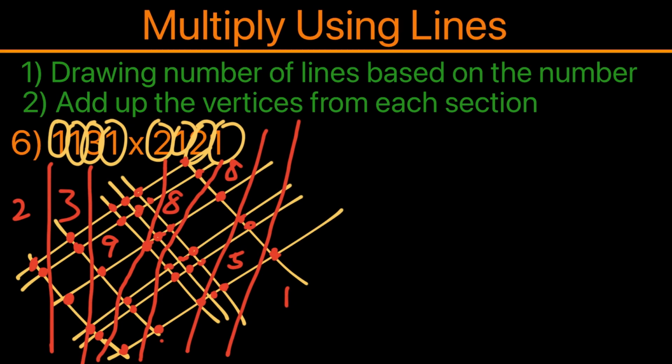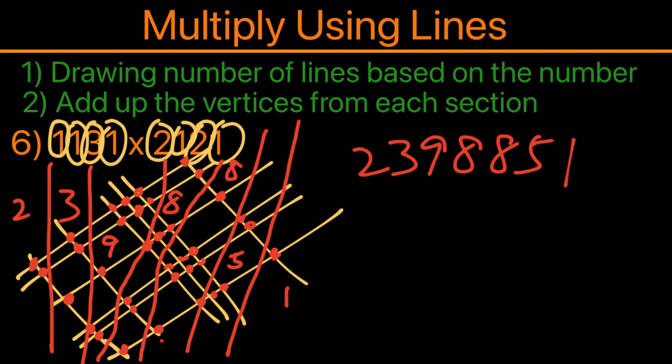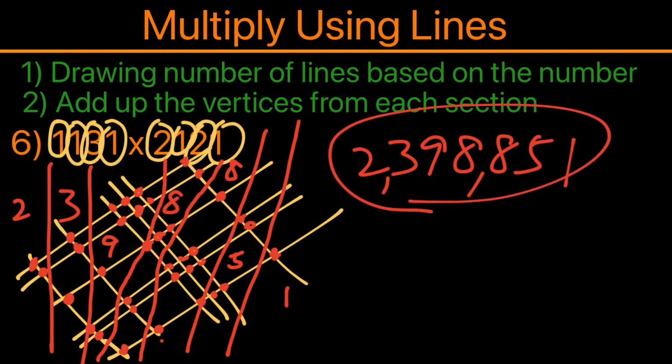Okay. Now that we don't have double digit anywhere, we'll go ahead and write that out. First section is 2. Second is 3. Third is 9. Fourth is 8. Fifth is 8. Sixth is 5. Lastly, 1. So the answer should be 2,398,851. Now input it in a calculator of 1,131 times 2,121. You will see the answer comes out exactly the same.